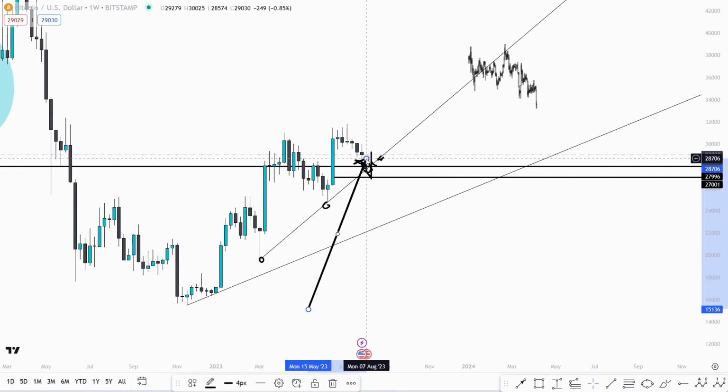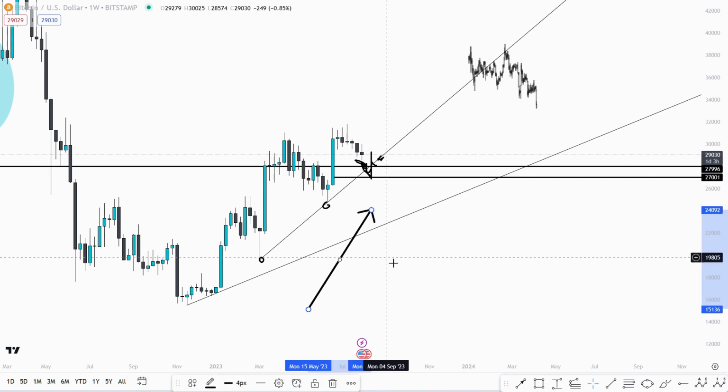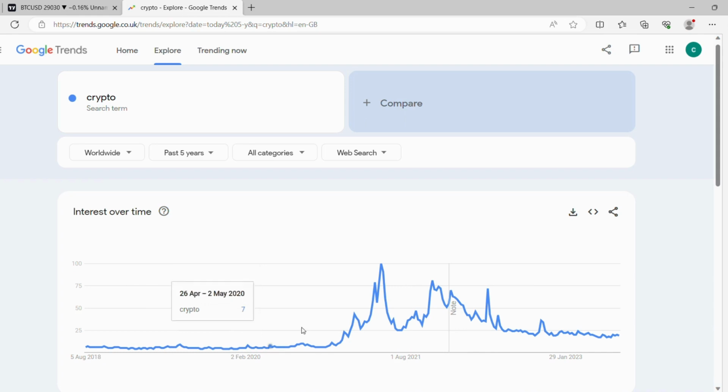Everyone's away for summer. So even if you take a little look at Google Trends, as I will show right now, people are just so disinterested in crypto at the minute. You can see we go through these periods of 1 to 2 years of so much disinterest in crypto. Then as price goes to the upside, everyone wants to get involved.